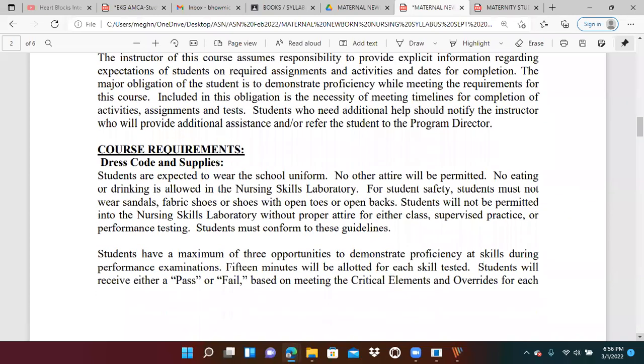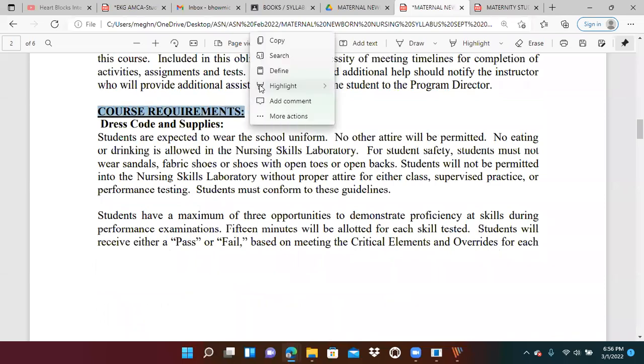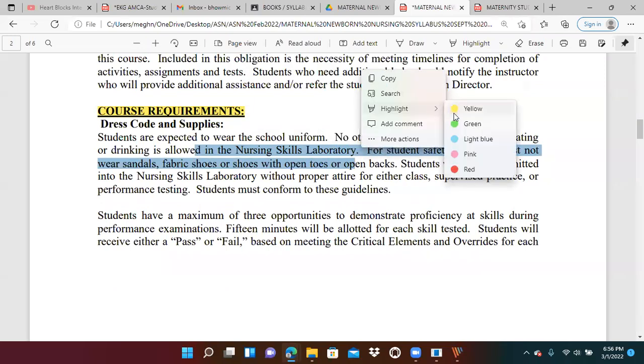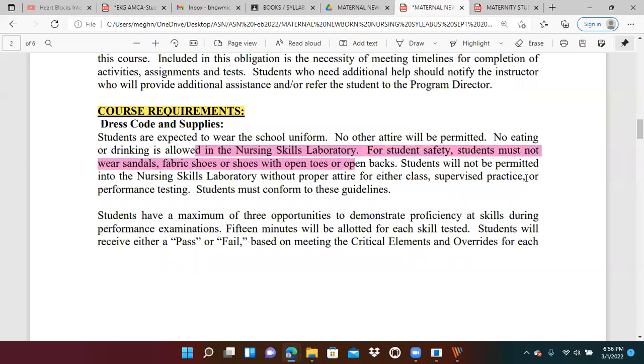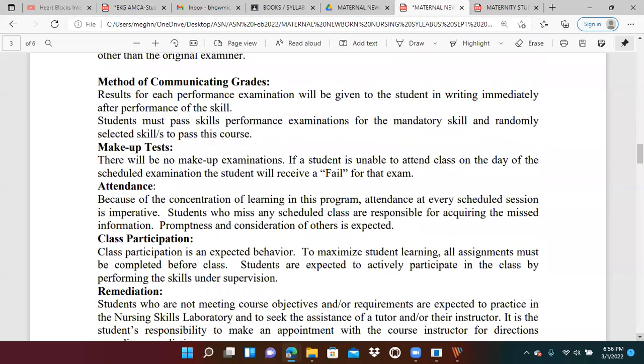So, course requirements and dress code. It is actually important when you come to the school for clinical rotation that you follow the dress code. If you read it, you can understand. I believe I do not need to go through it line by line, what dress code you have to follow. Also, method of communication and grade. If you miss a test, how will you continue?